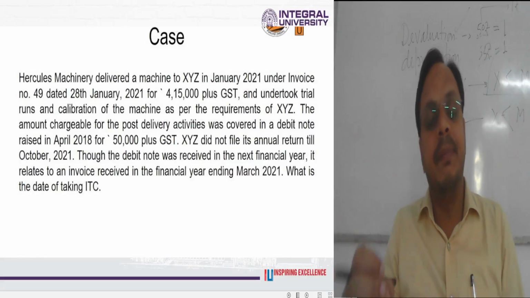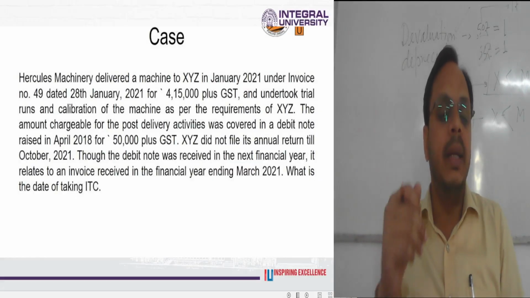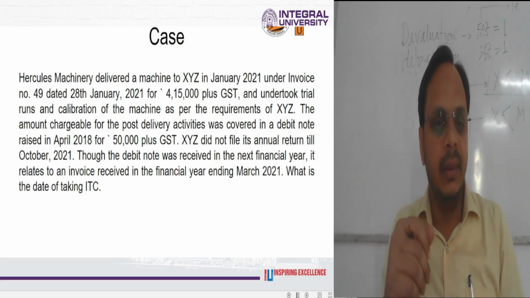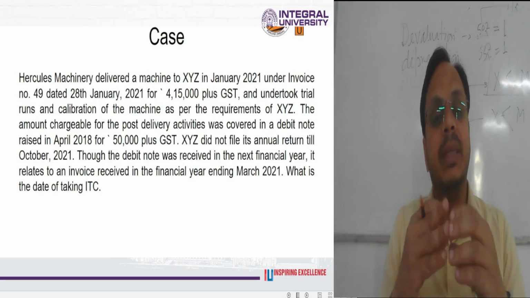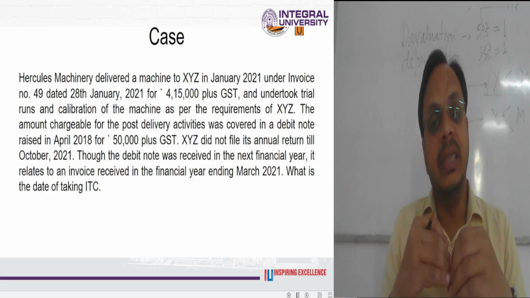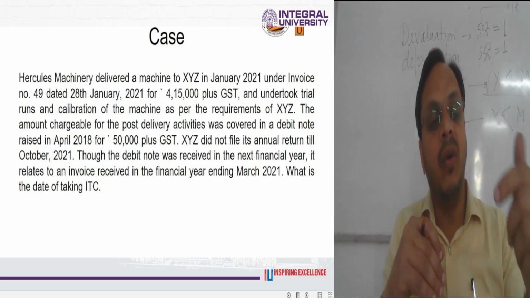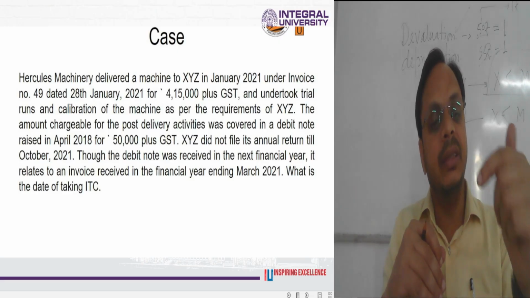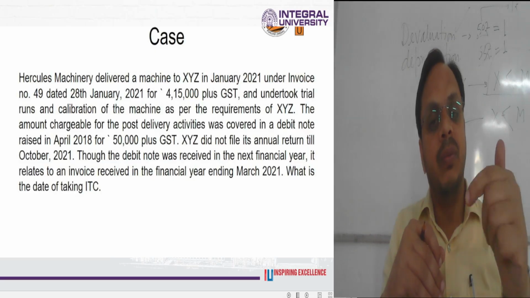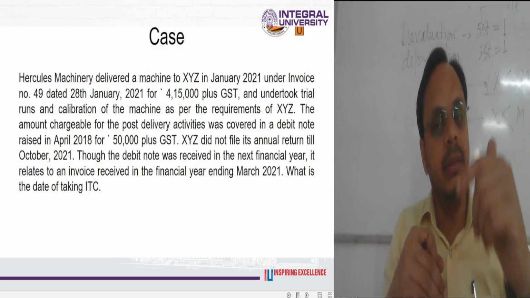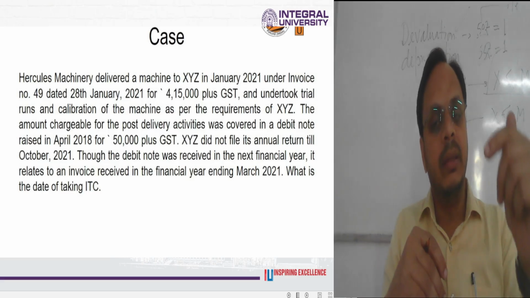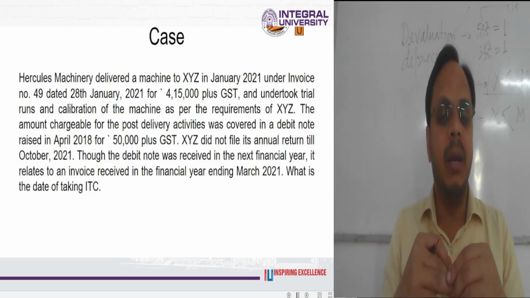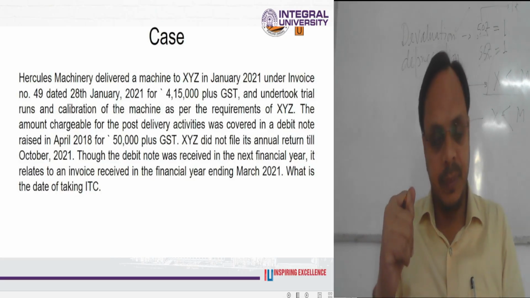With the help of an example, let us try to understand ITC further through a case study. Hercules Machinery delivered machines to XYZ in January 2021 under invoice number 49 dated 28 January 2021 for 4,15,000 plus GST, and undertook the trial run and calibration of the machines as per the requirement of XYZ.